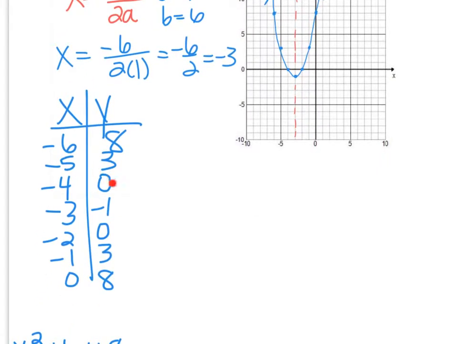So negative 4, 0. Remember, we're looking for a y value of 0. So here it is. So your answer is negative 4. Negative 4 will give you 0, and negative 2 will give you 0. So your final answer for this problem is negative 2 and negative 4.